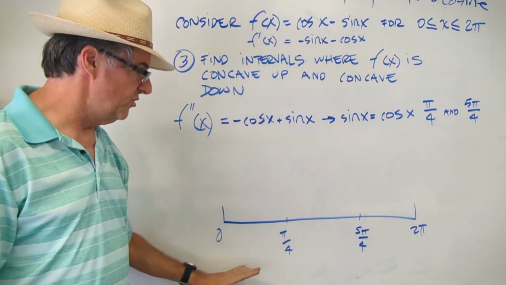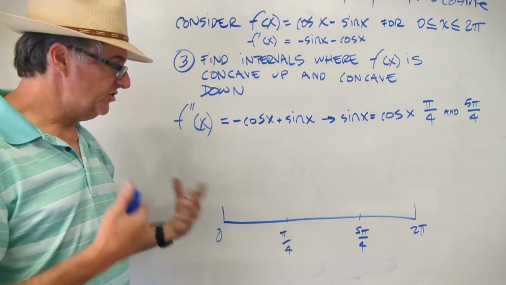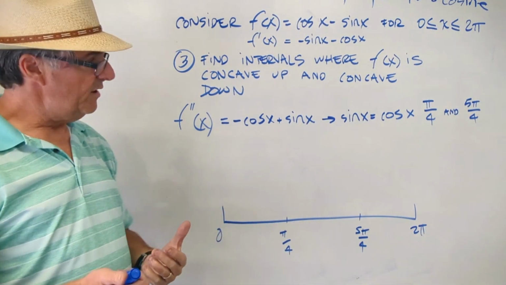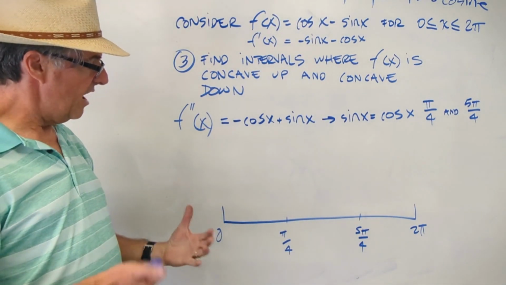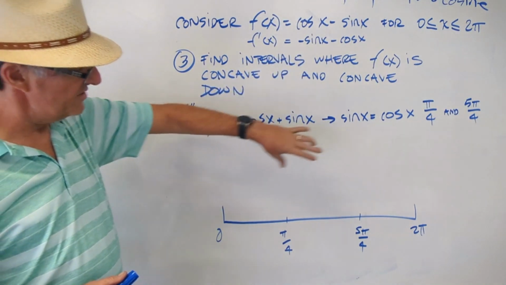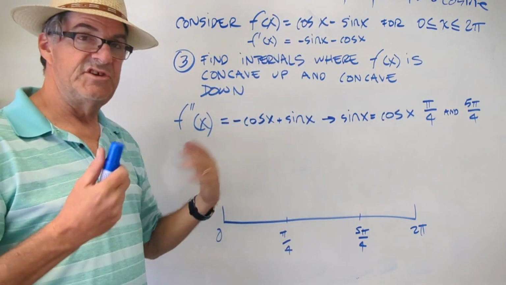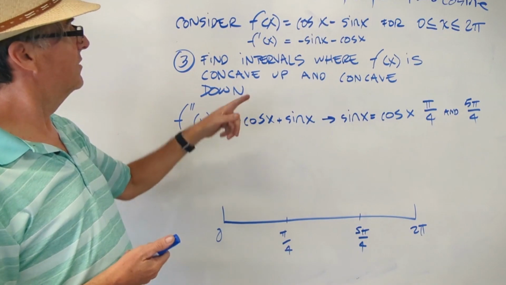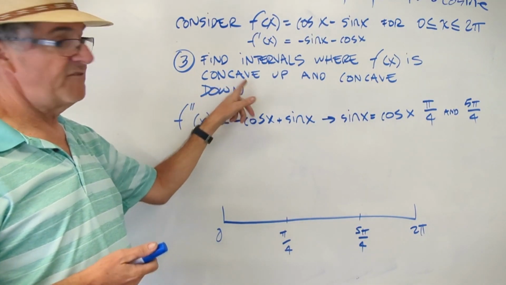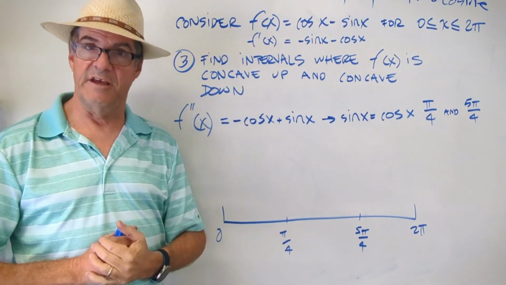So here is your number line where you use to chart concavity. So go ahead, pause the video. Figure out where the second derivative is positive and negative, and figure out your mins and your maxes so that ultimately we can figure out the intervals where f of x is concave up and concave down.